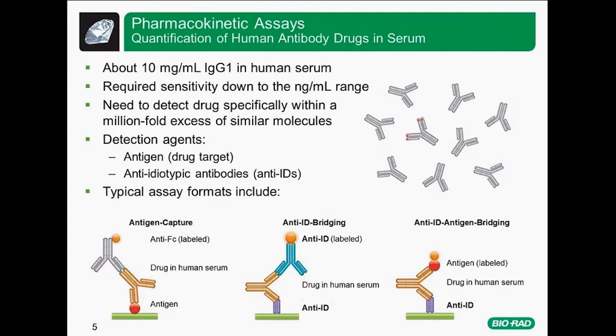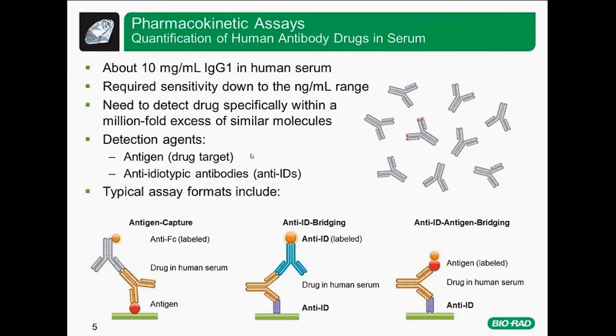The second major assay type where anti-idiotypic antibodies are used are pharmacokinetic assays for quantification of human antibody drugs in serum. And this is a little bit like finding the needle in the haystack, because in human serum there's 10 milligram per milliliter IgG1, and your drug can be in the concentration in the nanogram per milliliter range. So you really need to detect your drug specifically within a million-fold excess of very similar molecules. And to do this, you can either use the antigen, so the drug target, or anti-idiotypic antibodies.